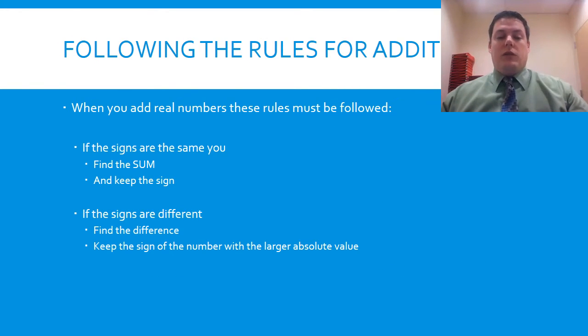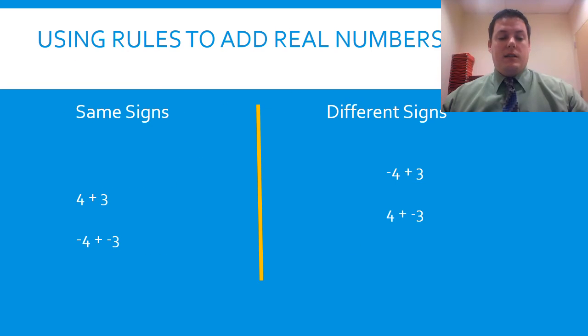So following the rules for addition. When you add real numbers, these rules must be followed. If the signs are the same, you find the sum and keep the sign. If the signs are different, we find the difference and we keep the sign with the number with the larger absolute value.